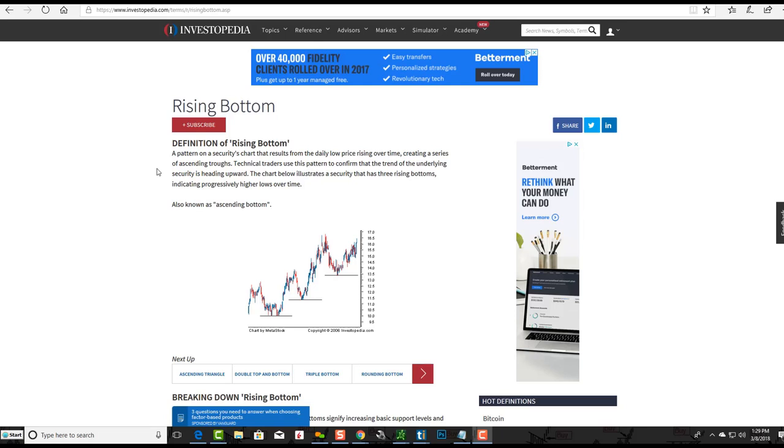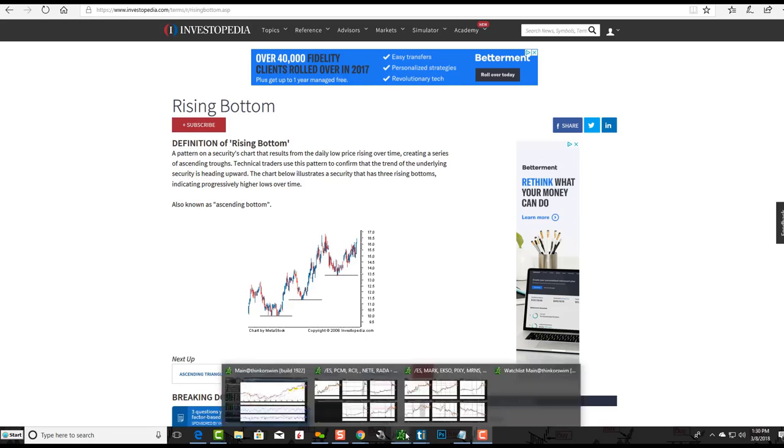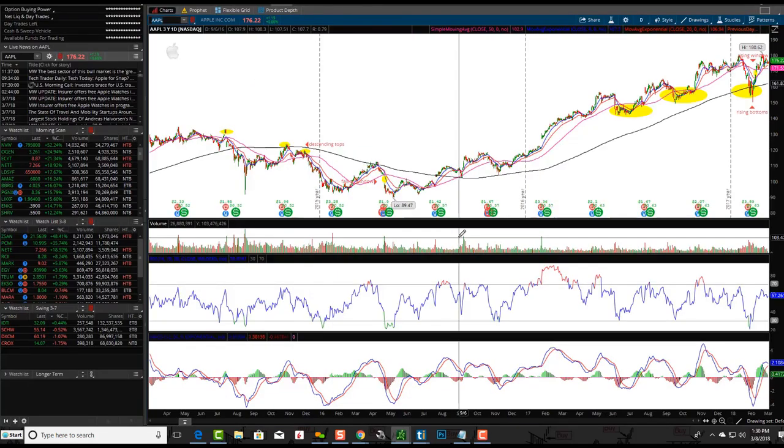The chart below illustrates a security that has three rising bottoms, indicating progressively higher lows over time, also known as an ascending bottom, right? See these higher lows, higher lows, higher lows? You can connect this line and get a trend line going upwards. So let's look at several examples of how this looks in the real world.